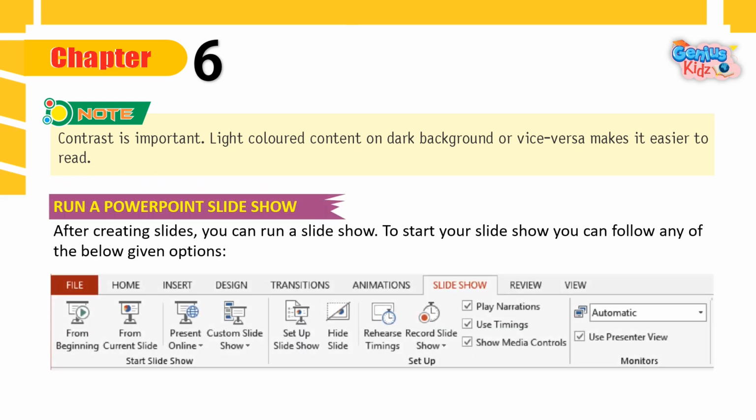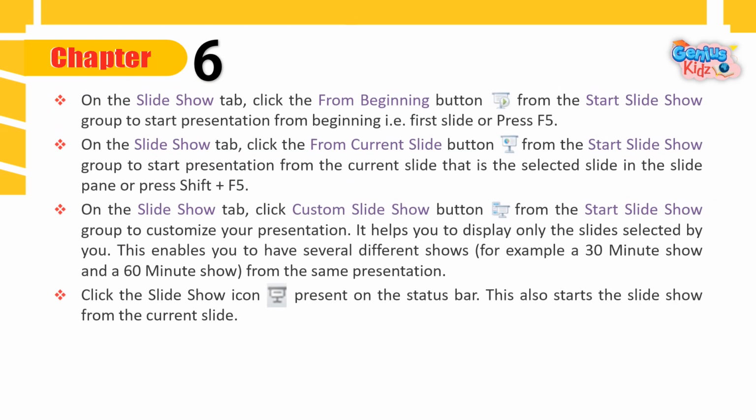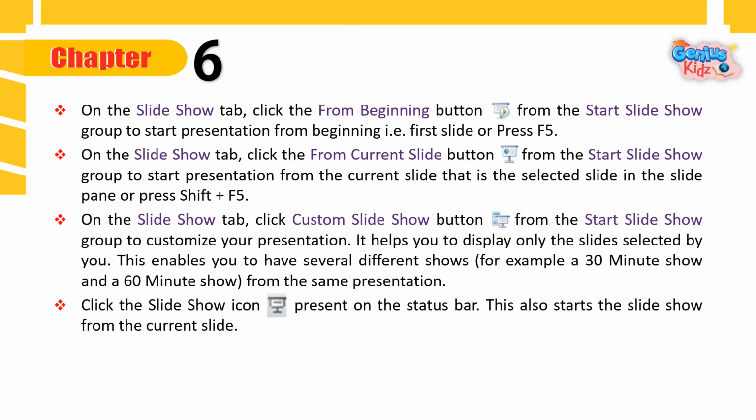Run a PowerPoint slideshow. After creating slides, you can run a slideshow. To start your slideshow, you can follow any of the below given options. On the Slide Show tab, click the From Beginning button from the Start Slide Show group to start the presentation from the beginning, that is the first slide, or press F5.